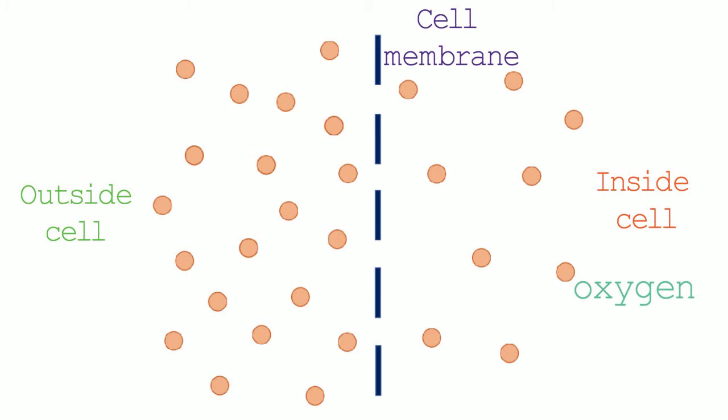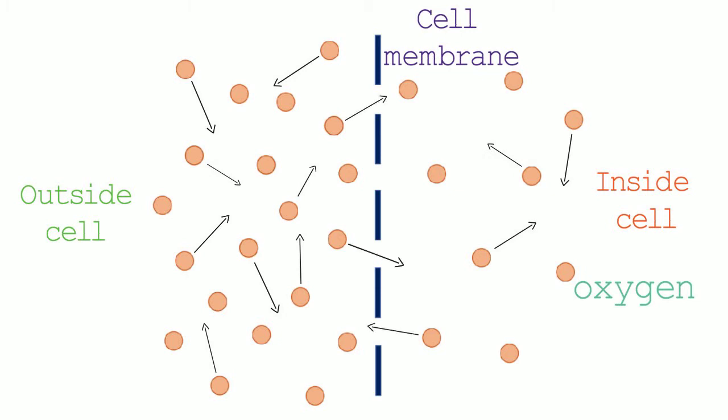Oxygen is able to pass both ways through the cell membrane. We say that the cell membrane is permeable to oxygen. All of the oxygen particles are moving around in random directions because of the kinetic energy that they possess, and some of the oxygen particles will cross from outside the cell to inside the cell, and inside the cell to outside the cell. We can also look at the concentration of oxygen both inside the cell and outside the cell.